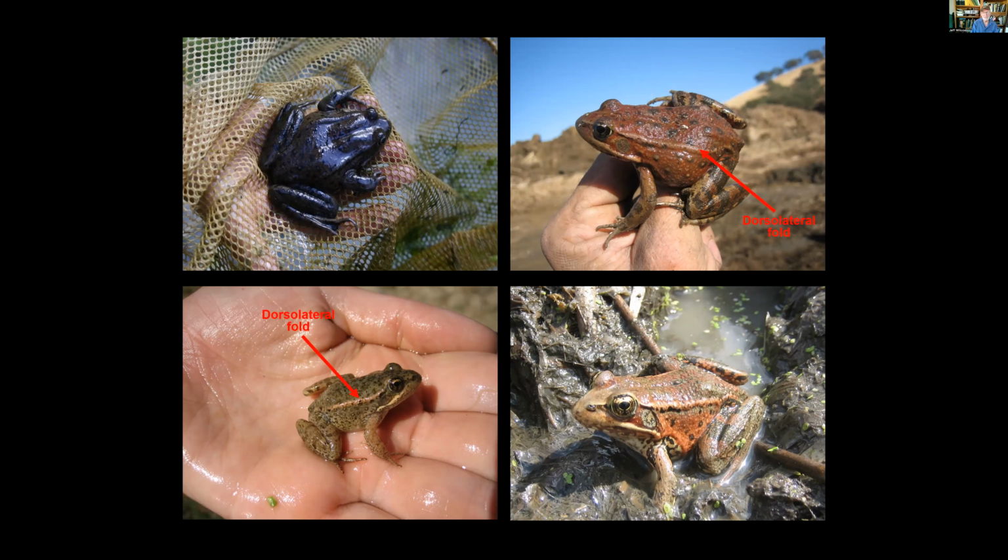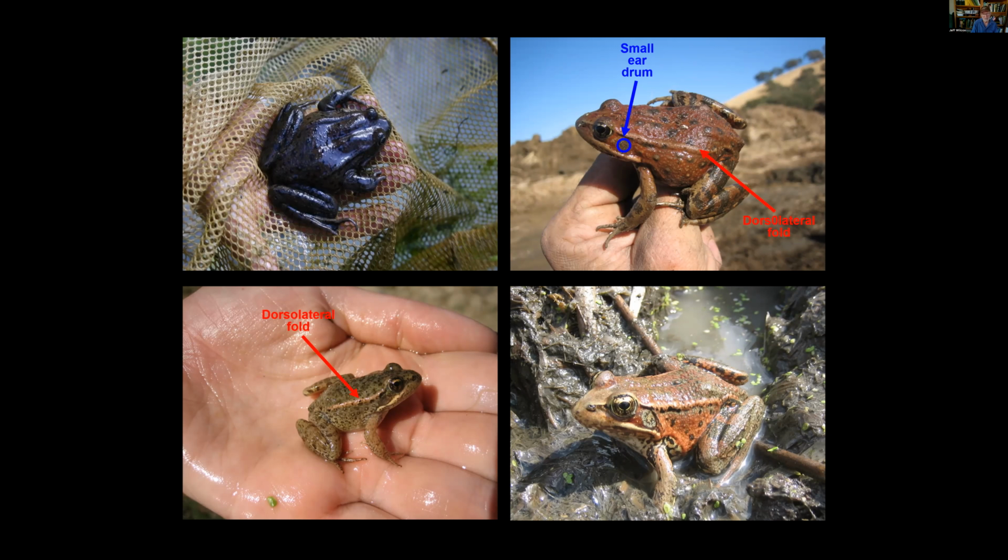But the identifying characteristic on all four of them is the dorsolateral fold. You can see it on the dark one. You can see it on the reddish one, the dark reddish one, the true reddish one, and then also on the metamorph. And then the other thing to look for, because sometimes people want to tell the difference between these and other species of frog, and we'll get to more of that later.